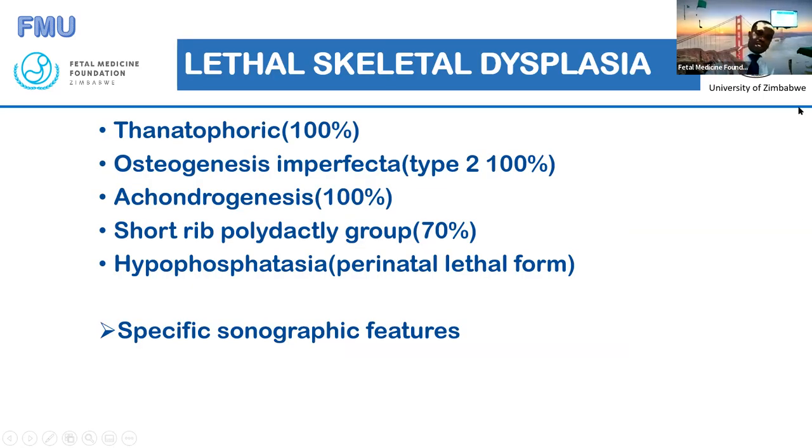Now, going to other dysplasias which are quite lethal, like the thanatophoric, which is 100% lethal, osteogenesis imperfecta, like Dr. Samatanga was mentioning, and the achondrogenesis, and the short rib polydactyly group, and the hypophosphatasia. There are also specific features which we need to look for, right? So besides the shortening of the limbs, which all these conditions have, we now need to zoom in on each condition, trying to characterize it, right?